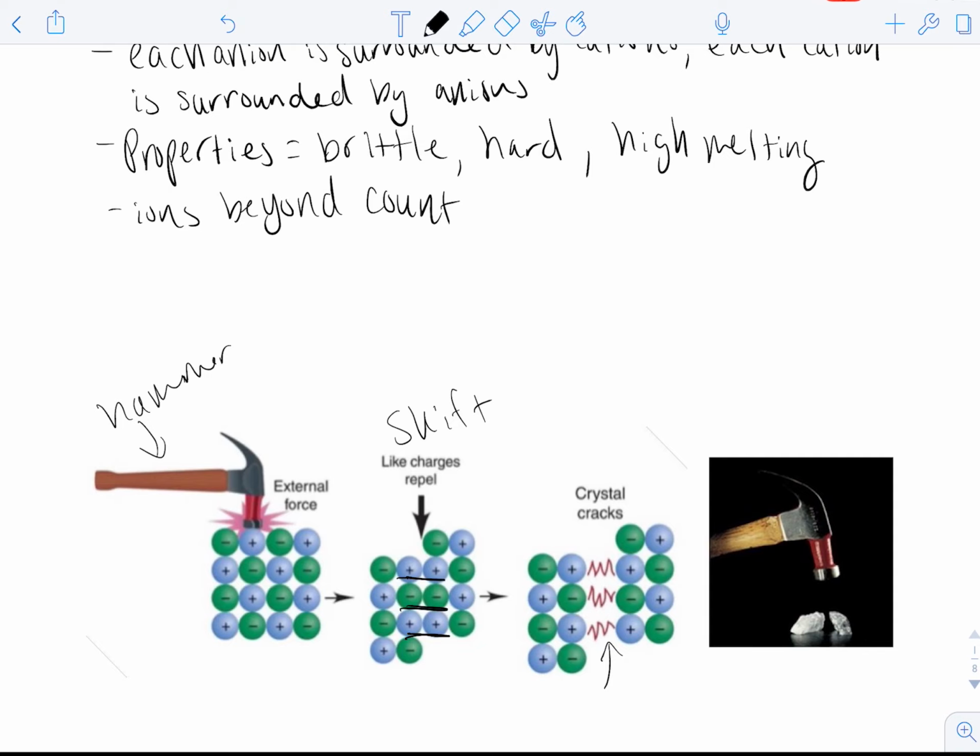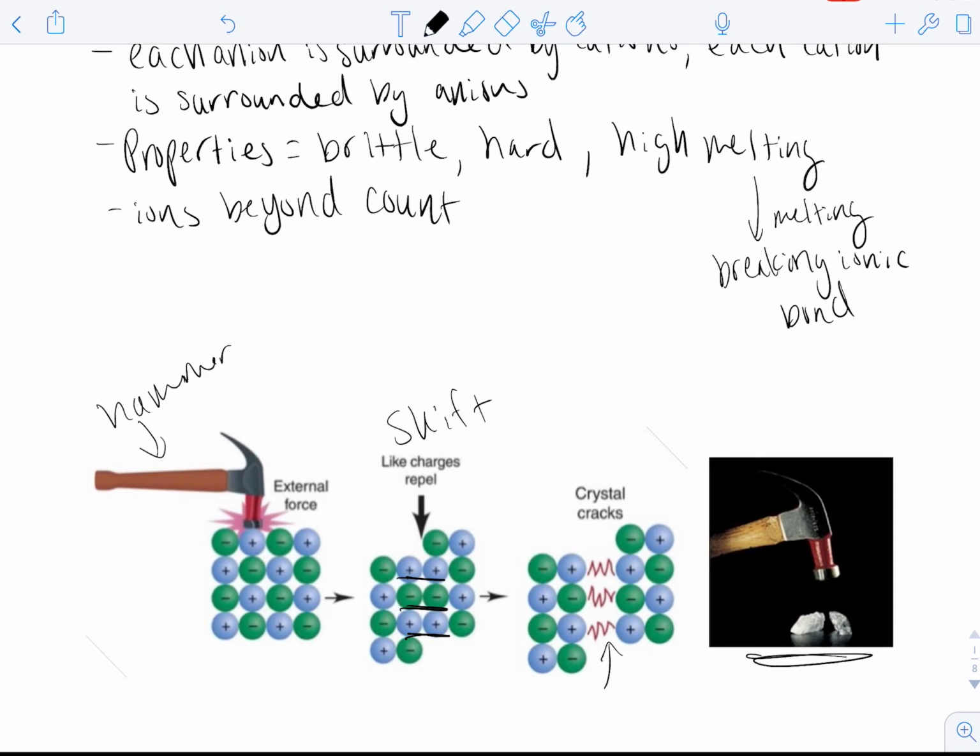They're also very hard because prior to what we did where we cracked our ionic crystal, we have positive and negatives all over the place that are really, really attracted to one another, holding the whole structure in place, making it very high melting. Also remember, when we're melting, we get a breaking of ionic bonds. So another reason why we have such high melting points with these.